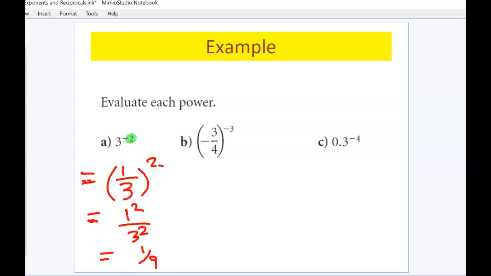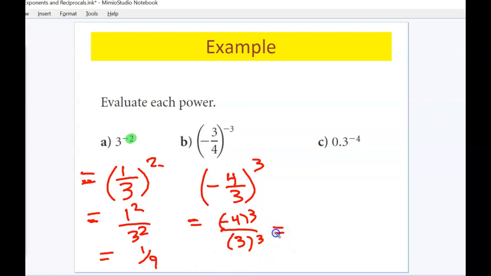Now this one's a little bit more of a challenge because I have a negative base and a negative exponent. But again, when I reciprocate the base, the negative sign will just stay there, and this will be 4 over 3 to the power of 3. Now, when you cube, you have to apply the negative to the top or the bottom. It's mostly convenient to put it with the top, so this is going to be negative 4 cubed over 3 cubed. And negative 4 cubed is going to be negative 64, and 3 cubed is going to be 27.